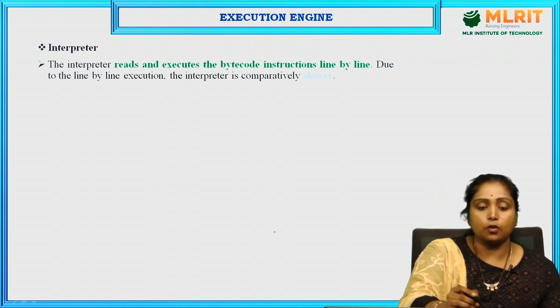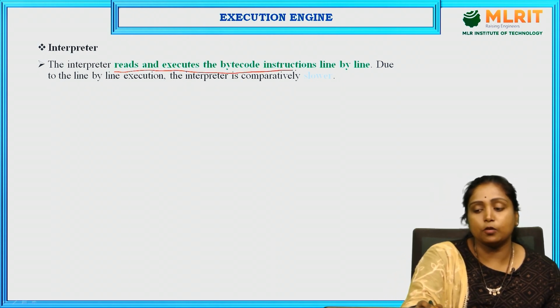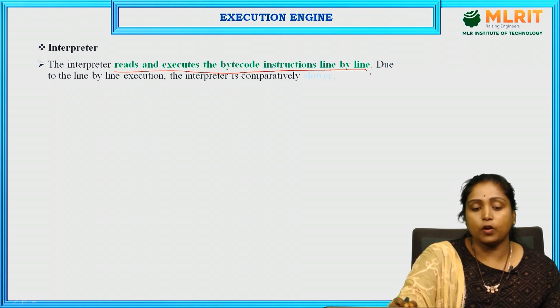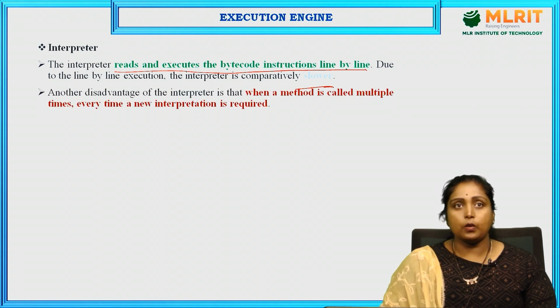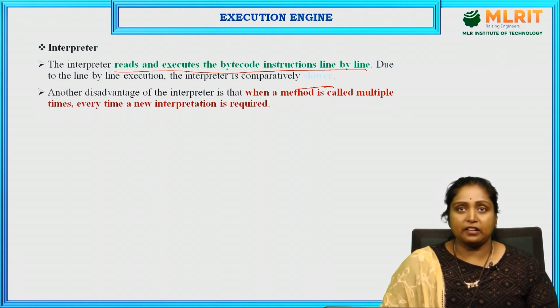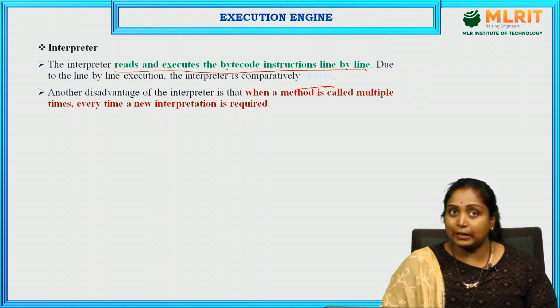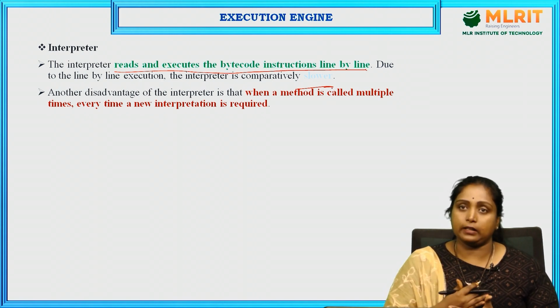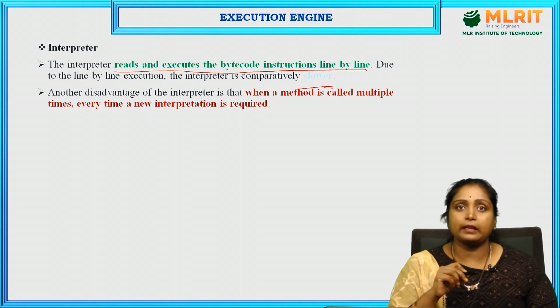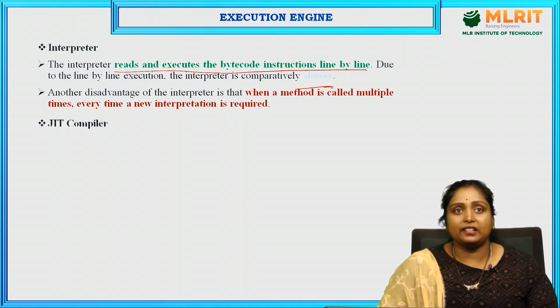So the interpreter reads the bytecode instructions line by line. What happens due to line by line execution? It is comparatively slower than the compiler. This is the main disadvantage. When a method is called multiple times, interpretation is required every time, so every time it will check line by line.